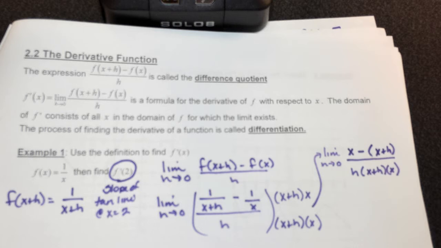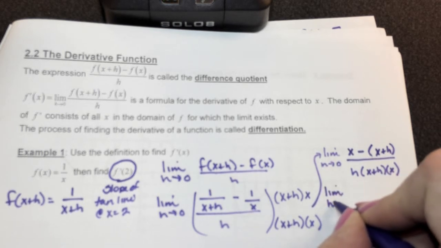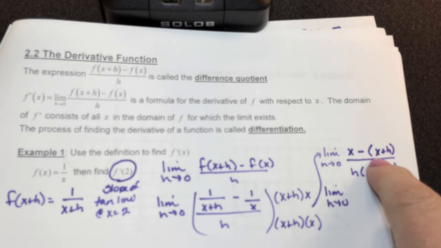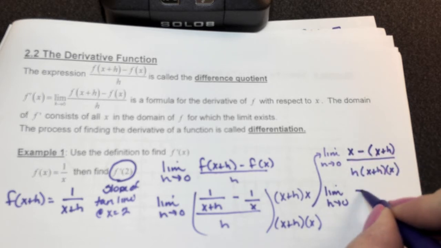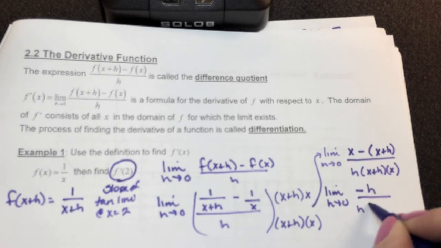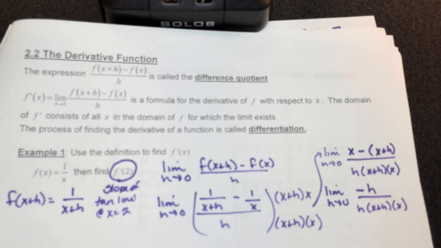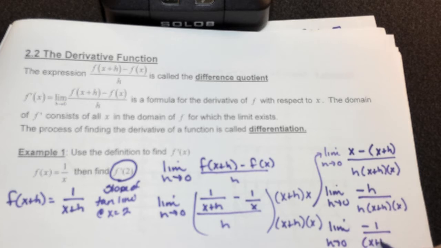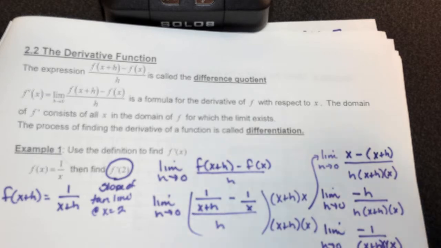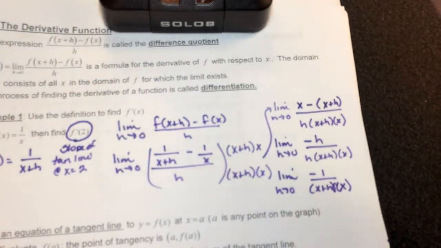So now simplify the numerator. What happens with x minus x? That's going to end up canceling out. So make sure you distribute your subtraction sign. That gives me a negative h over h times x plus h times x. And then what can you cancel out? Now you can simplify the fraction. You can simplify the h's. So I still have the limit as h approaches 0 of negative 1 over x plus h times x. So any questions on how I simplified that complex fraction?